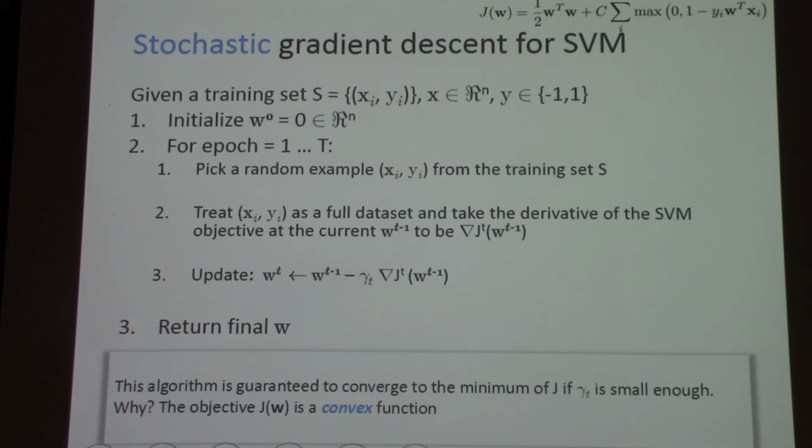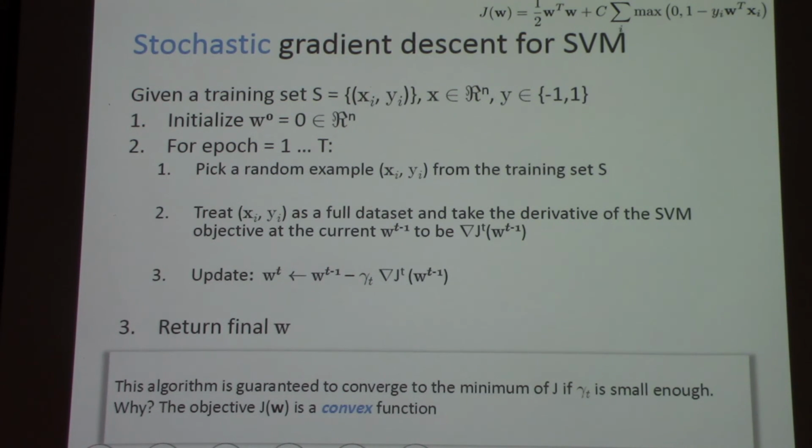And it converges with some caveats. Your learning rate, I'm calling it gamma t, has to satisfy certain conditions, and it's very easy to satisfy those conditions. So stochastic gradient descent is probably the default learning algorithm.